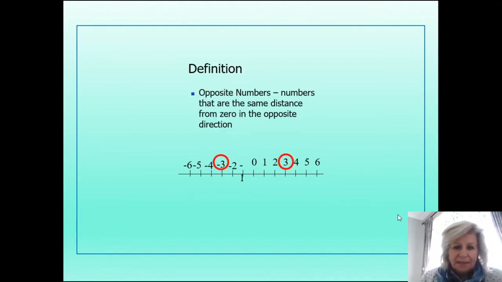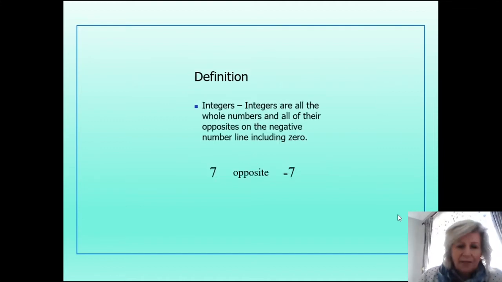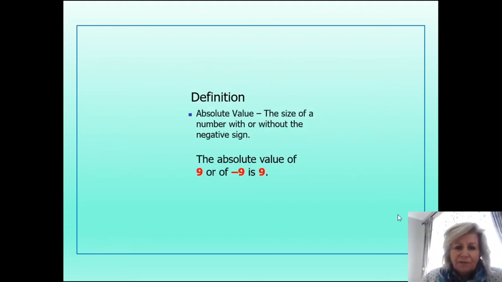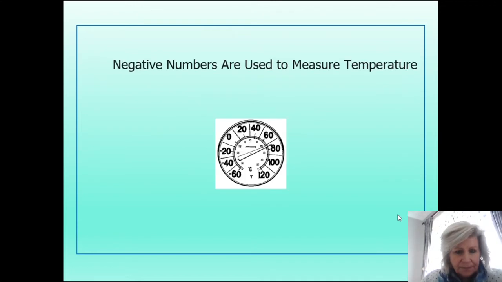Right, opposite numbers. Numbers that are the same distance from 0 in the opposite direction. So -3 and 3. 7 and -7. Okay. Absolute value, the size of a number with or without the negative sign, is the absolute value. So 9 is the absolute value of -9 and 9.